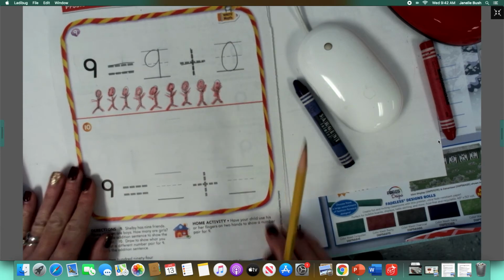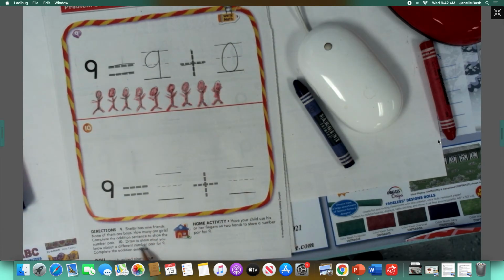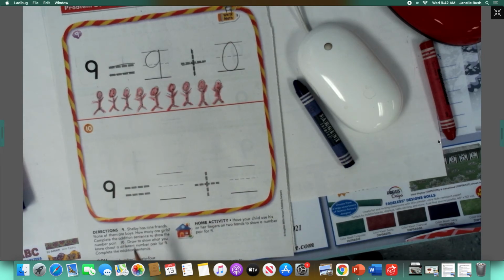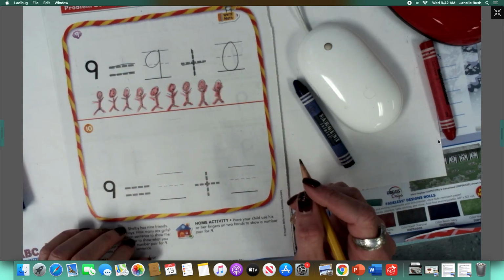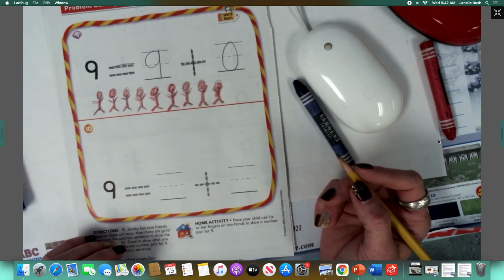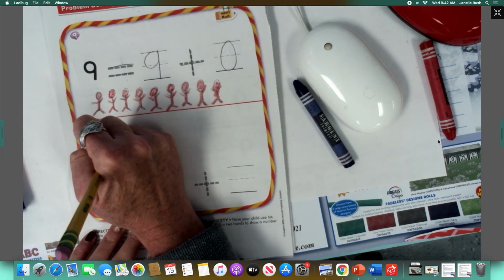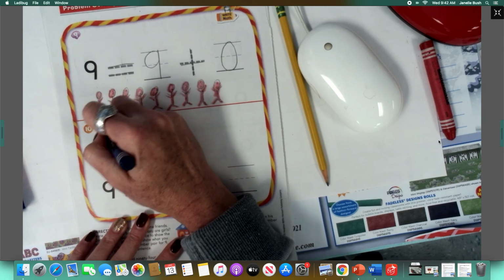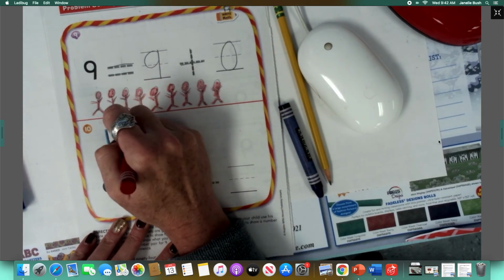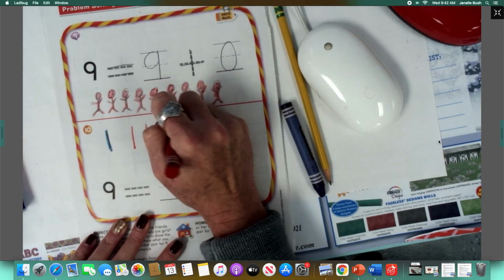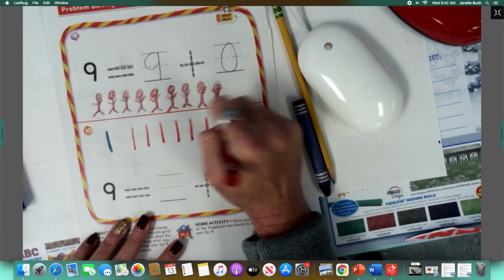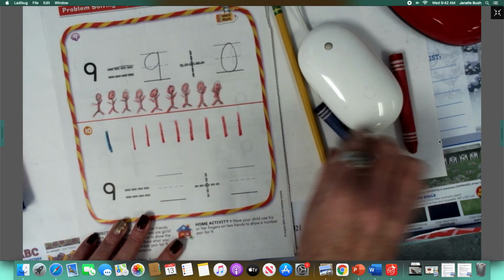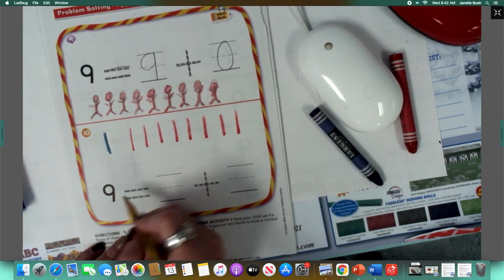All right, number 10. Draw to show what you know about a different number pair for 9. Complete the addition sentence. So this is what we're going to do. We're going to say there was one blue crayon and 8 red. So I'm going to color 1 blue crayon and then 8 red. 1, 2, 3, 4, 5, 6, 7, 8. Okay. How many crayons are in all?